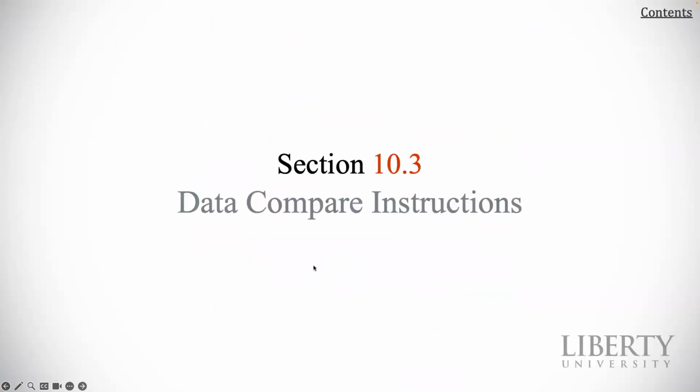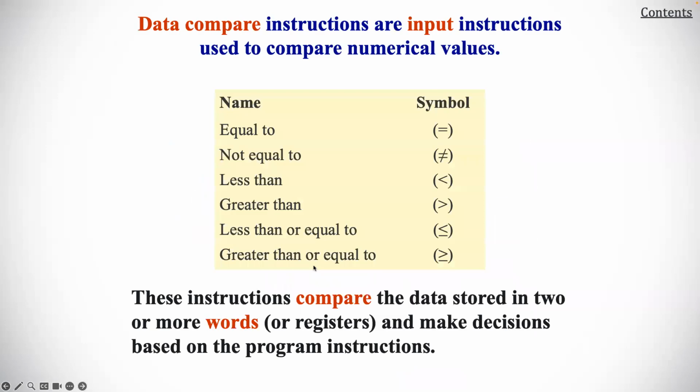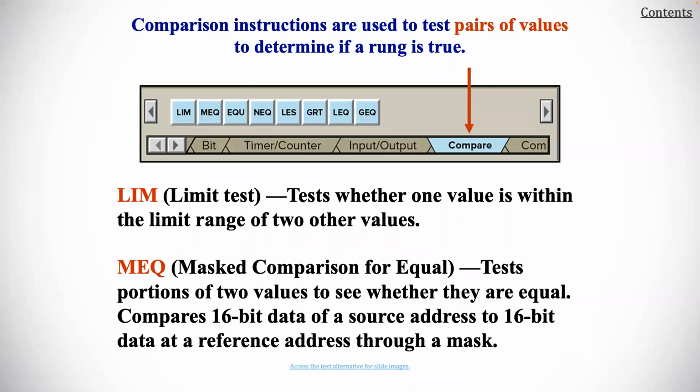Next, let's get into data compare instructions. Data compare instructions are input instructions used to compare numerical values. The instructions compare the data stored in two or more words or registers and make decisions based on the program instructions. So comparison instructions are used to test pairs of values to determine if a rung is true. And so these are all the possibilities.